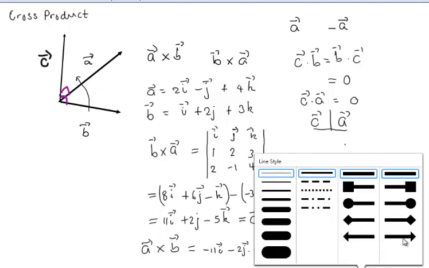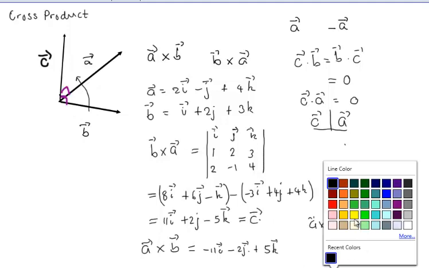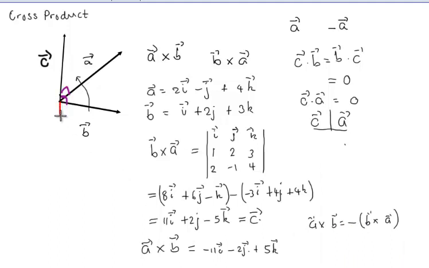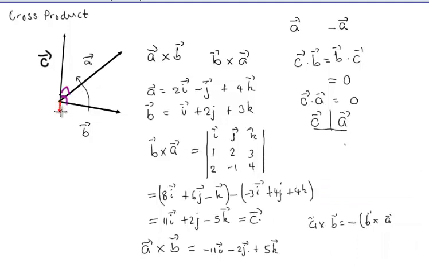This is what we should visualize. Let me take a different color so that people can see properly. You must have something like this, perpendicular all together.